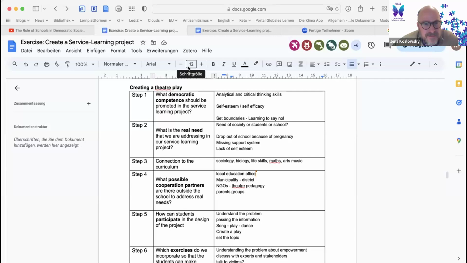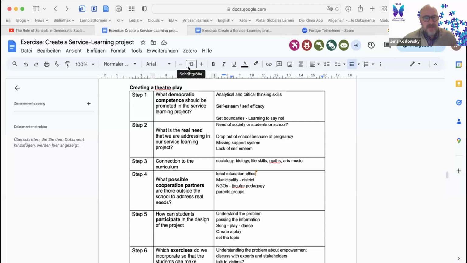So step 4, the cooperation partners. Obviously, it's important to talk with people in the community that are dealing with problems like this. So NGOs, parents should be involved. Parents need to be encouraged. The municipality. Theater pedagogy groups, where there are already a lot of activities in this field, could be involved, could be contacted, maybe to create a new theater play together. So it was quite easy to come up with possible cooperation partners.